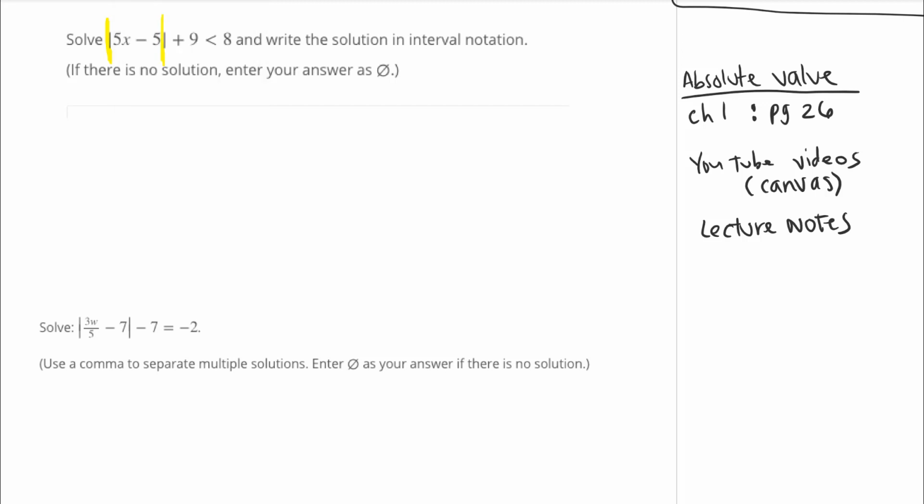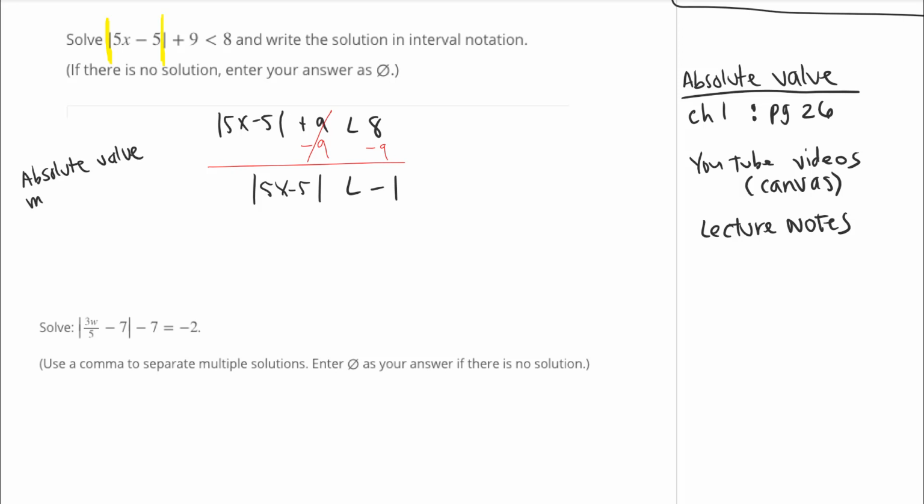So to continue with this particular problem, we have the absolute value of 5x minus 5, plus 9, is less than a positive 8. So then here, remember, you have to isolate the absolute value first before you do anything. And once the absolute value is isolated, then you can apply the rules.